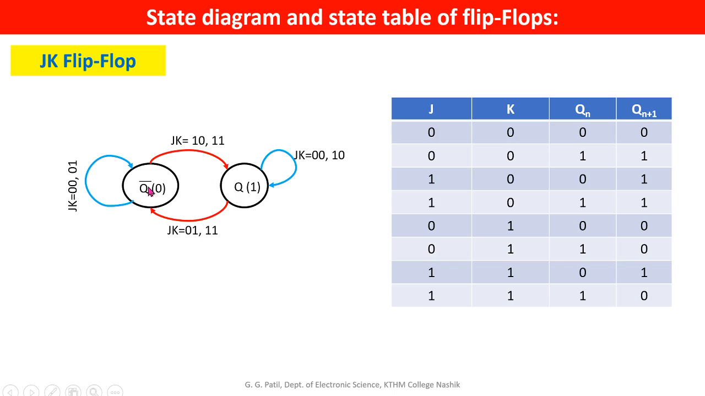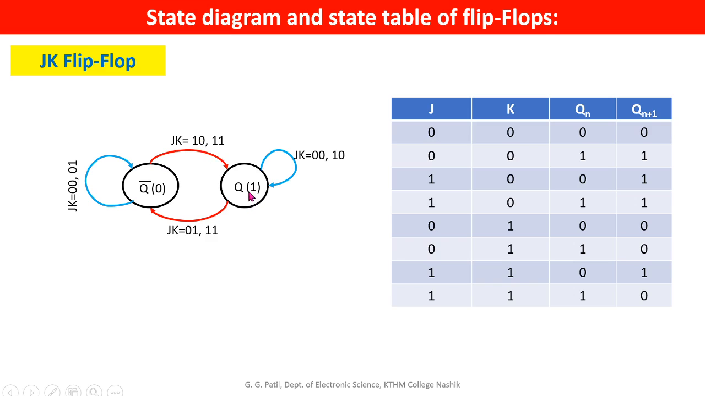Here, if the present state output of the flip-flop is 0, and if the input is 0 0, the next state is 0. If the input is 0 1, the next state is again 0. If the input is 1 0, that is J is 1 and K is 0, or the input is 1 1, the flip-flop gets set or toggles.